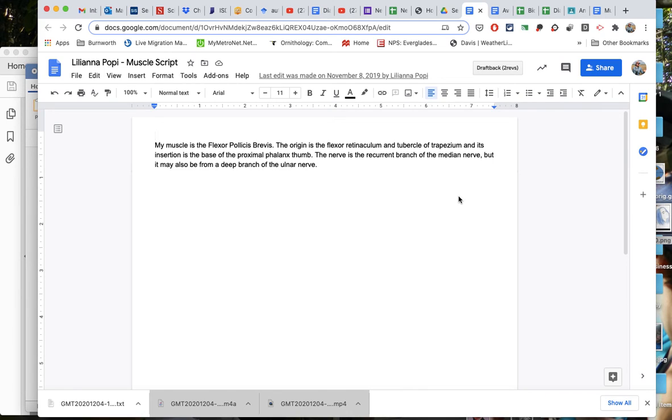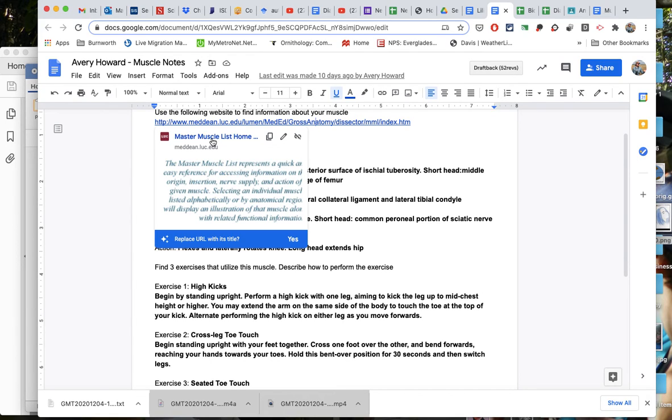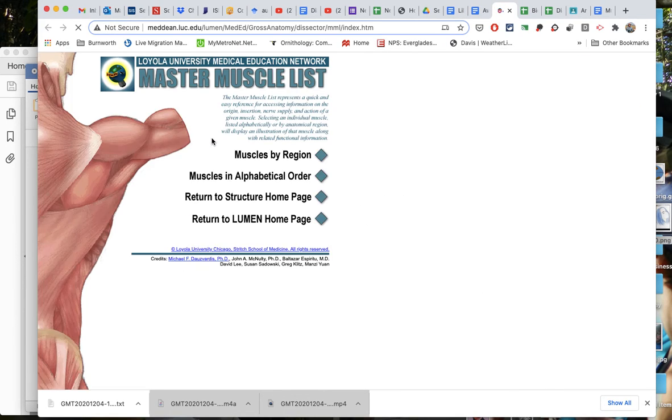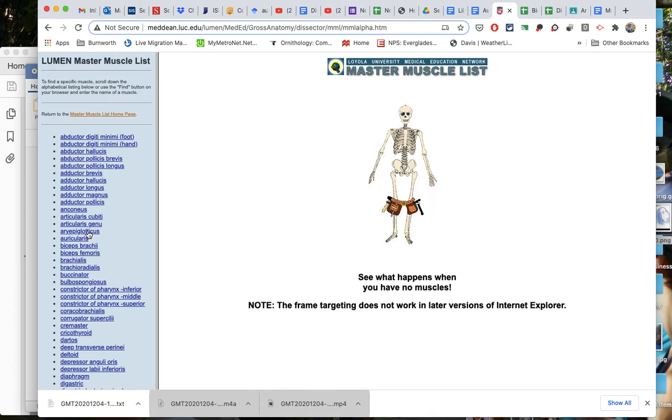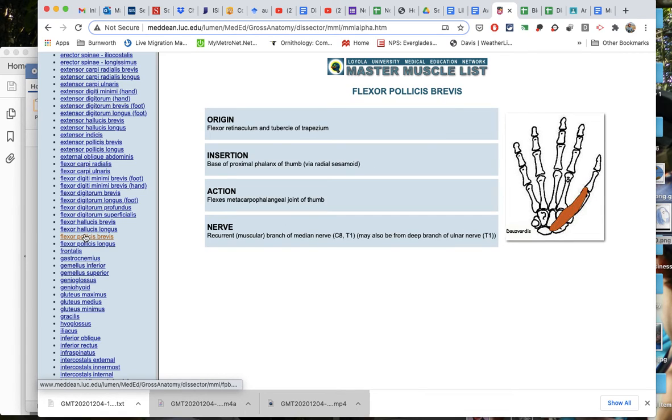If I were to go to that website that we all worked on before, this one right here, and I open that up and look at this, let's go find the flexor pollicis brevis. Here we go, and you can see that this is what that looked like. There's no sentence structure there. Let's go back to this one.